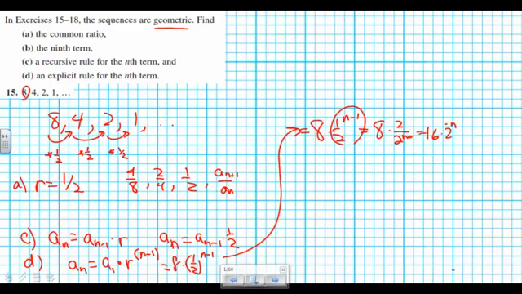And now, since I've got the explicit rule, that's the easiest way to get at the 9th term. A sub 9 is going to be equal to, let's use the easiest form, the one that was easiest to write, 8 times 1/2 to the 9 minus 1, or 8 times 1 over 256, and that is equal to 1/64. So there's problem 15.